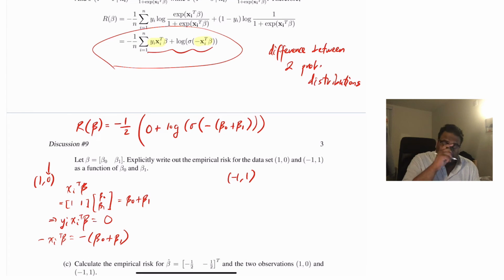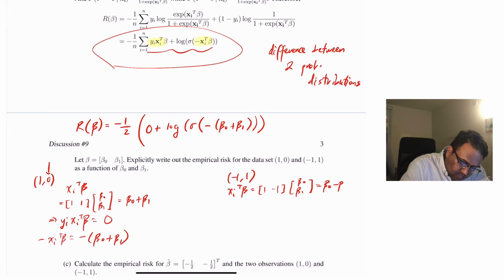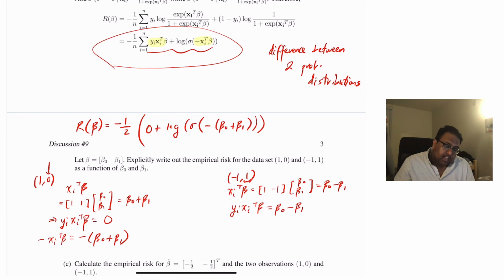So we need to do the exact same thing for our second point as well. First we can calculate xi transpose beta as being 1, negative 1, beta naught, beta 1, which gives us the difference of beta naught and beta 1. Yi xi transpose beta, since yi in this case is just 1, is the same thing. And then negative xi transpose beta is just the reverse of this, so beta 1 minus beta naught. So we've computed these pieces for both data points.